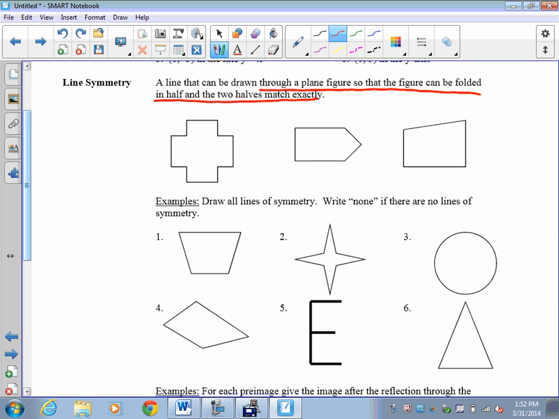So the examples that were given, the first one actually has 4 lines of symmetry. So most of you should be able to see these two without any problems. The other 2 lines of symmetry, there's one right there, and there's one right there. So if you don't believe me, you can actually take a sheet of paper and fold it up and see how it works out.